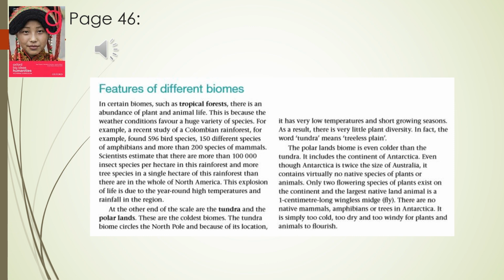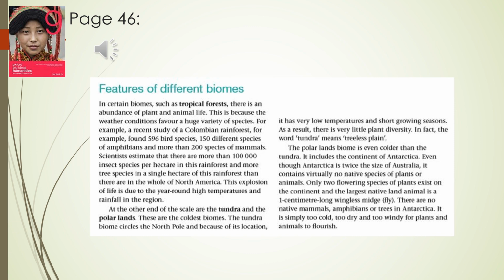Scientists estimate that there are more than 100,000 insect species per hectare in this rainforest and more tree species in a single hectare of this rainforest than there are in the whole of North America. This explosion of life is due to the year-round high temperatures and rainfall in the region. At the other end of the scale are the tundra and the polar lands, and these are the coldest biomes. The tundra biome circles the North Pole and because of its location, it has very low temperatures and short growing seasons.